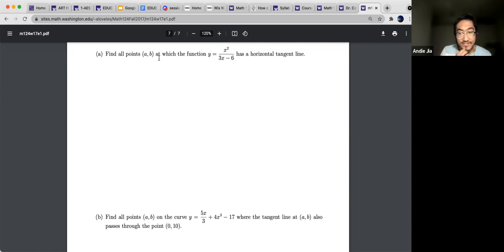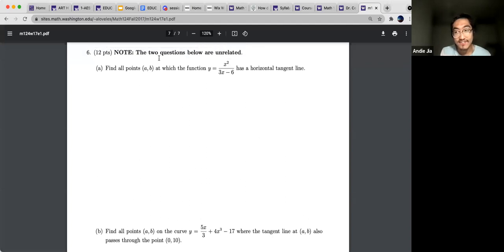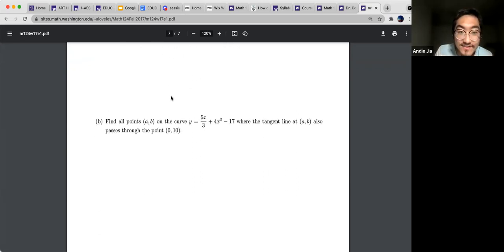Any questions on part A? Horizontal tangent line, any questions? Okay, good. Okay, here's the point AB. Here's a function, the tangent line, and then again, yes, Kevin, yes.